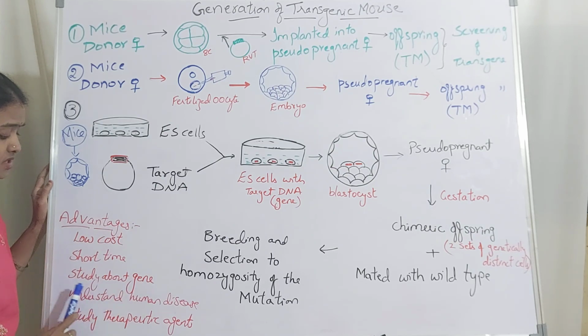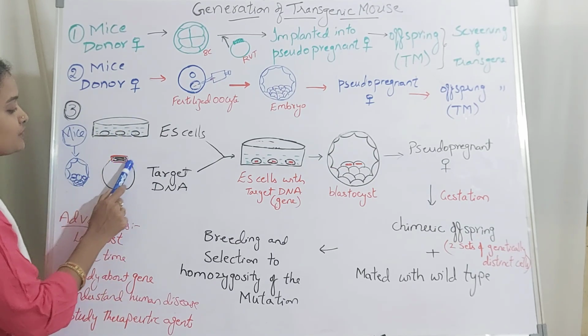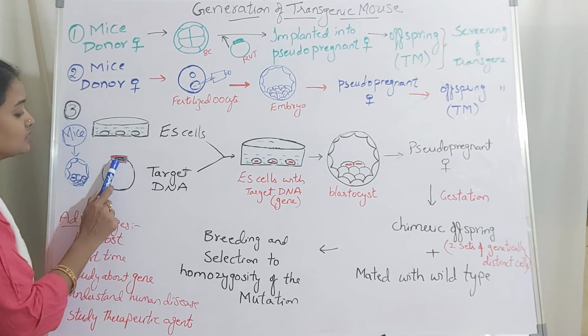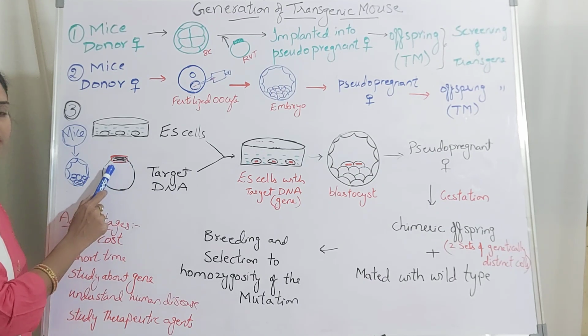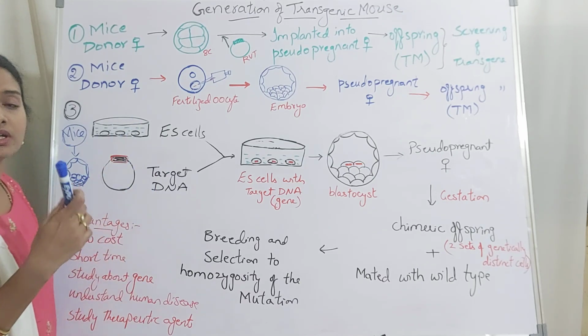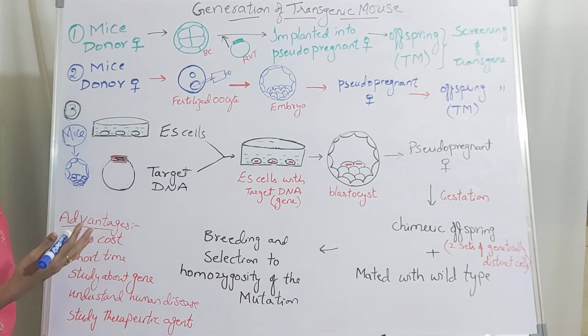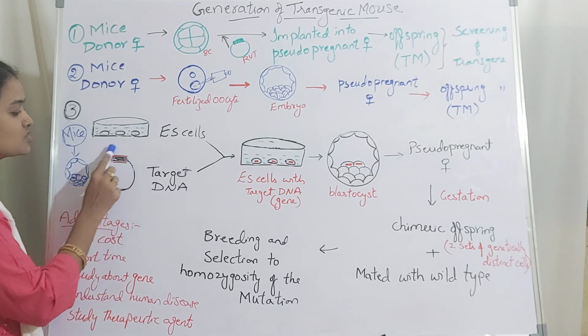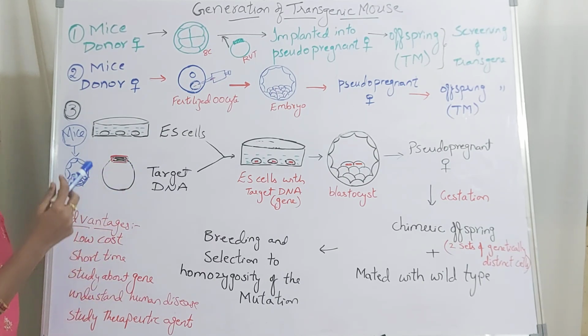Then the next one is you can study the gene. See, now you have introduced a specific gene. So for this gene, what are the characteristics? What are the phenotypic characters or what are the genetically related diseases? Everything regarding this gene you can study by using these transgenic animal models.